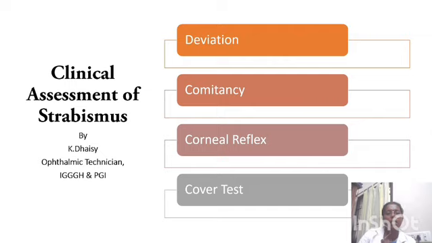I will be discussing the clinical assessment of strabismus based on deviation, comitancy, corneal reflex and cover test. Strabismus is one of the most common ocular disorders encountered in pediatric and neuro-ophthalmology practice. Proper clinical evaluation helps us determine the type of deviation, identify the underlying cause, assess binocular function and formulate an appropriate management.